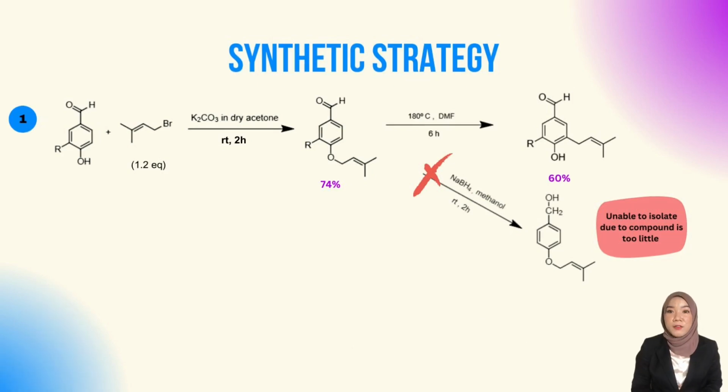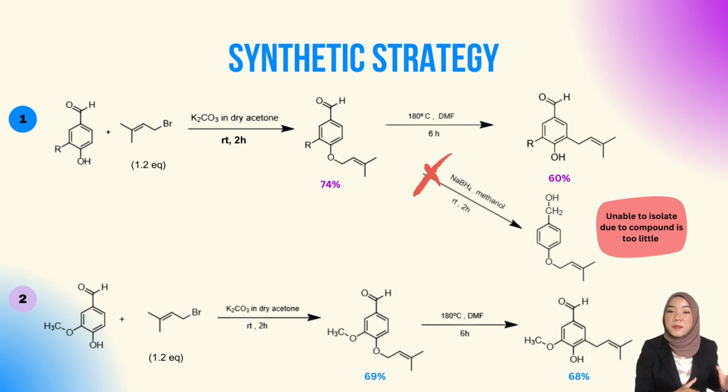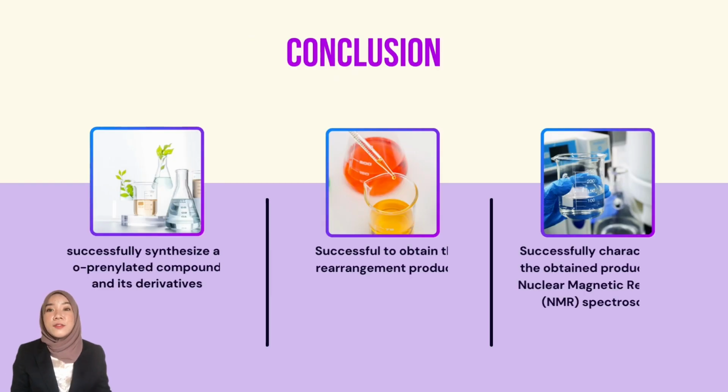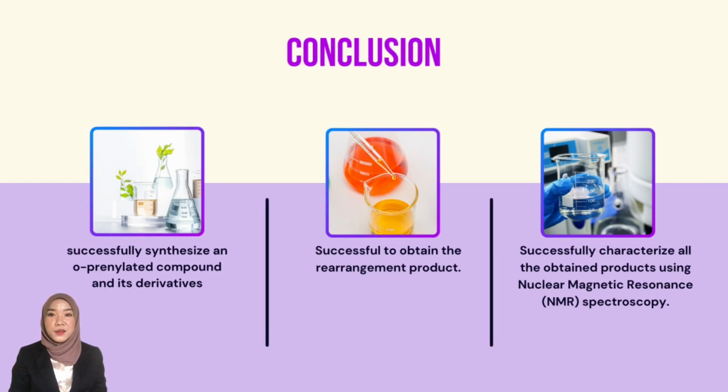For its derivative, I used vanillin as a starting material for the reaction under the same conditions. The yield of the prenylation product is 69%, and for the Claisen-Smith rearrangement, it is 68%. Lastly, the compounds that I isolated were characterized using NMR spectroscopy. After completing the reactions and experiments, I successfully synthesized an O-prenylated compound and its derivative.